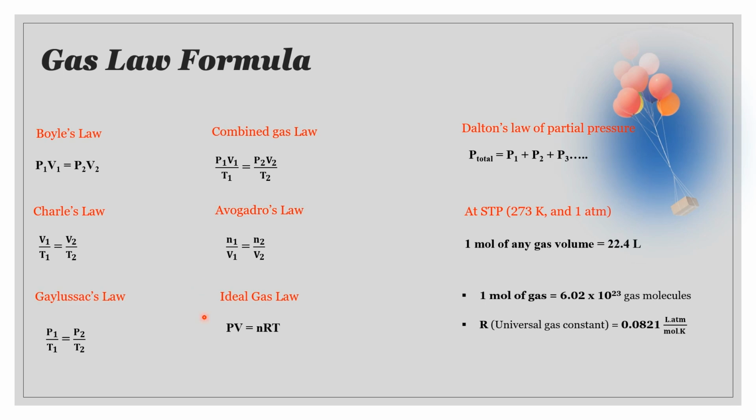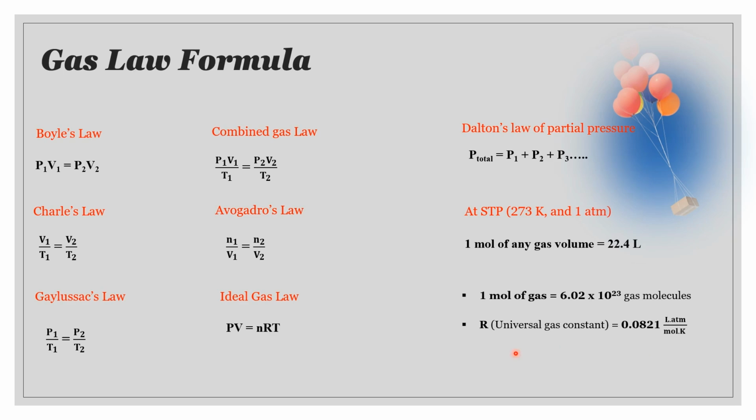Next, ideal gas law. Ideal gas law, PV is equal to nRT. P is pressure, V is volume. Pressure times volume is equal to, n is number of moles. R is called the universal gas constant. You can see the commonly used R value is 0.0821 liter times atm divided by moles per Kelvin.